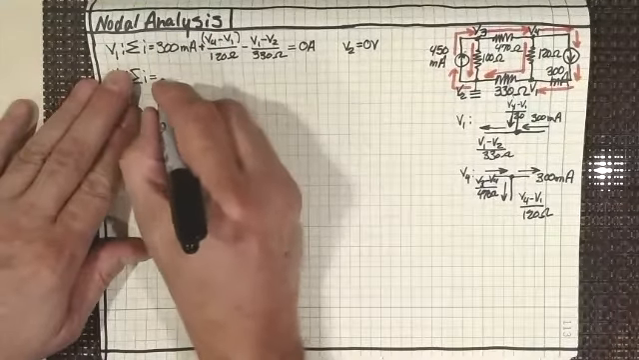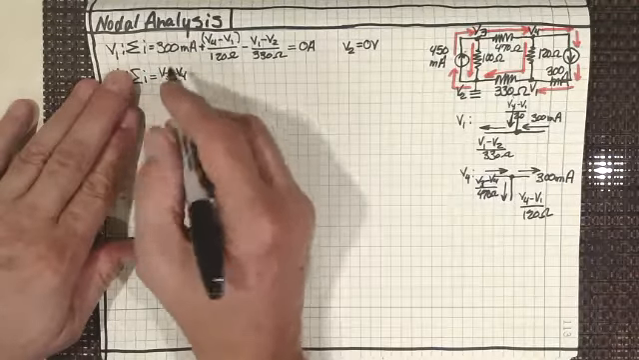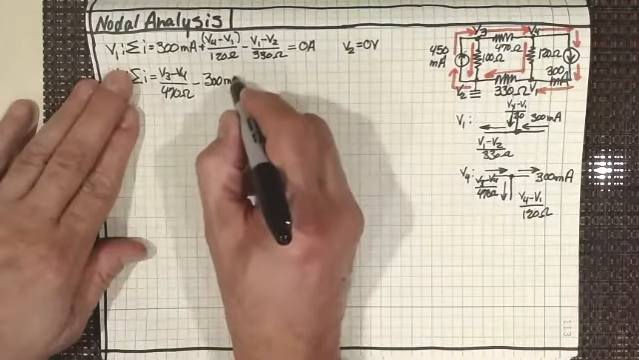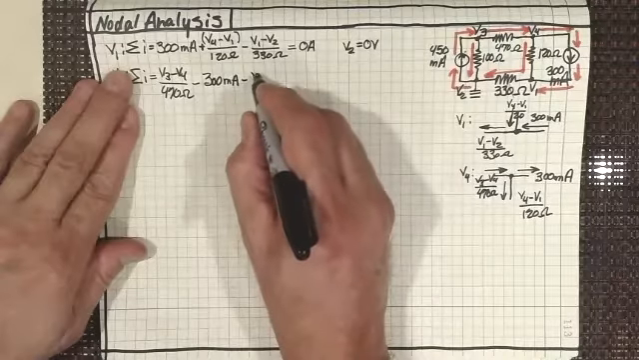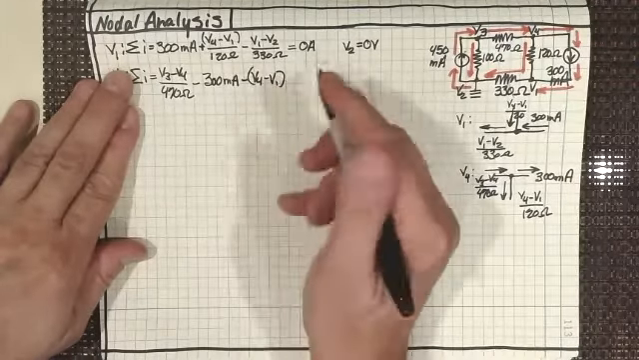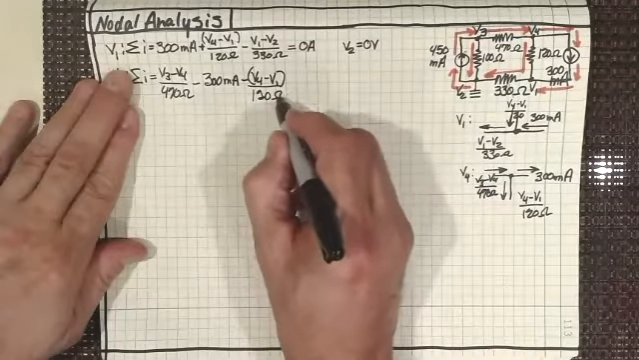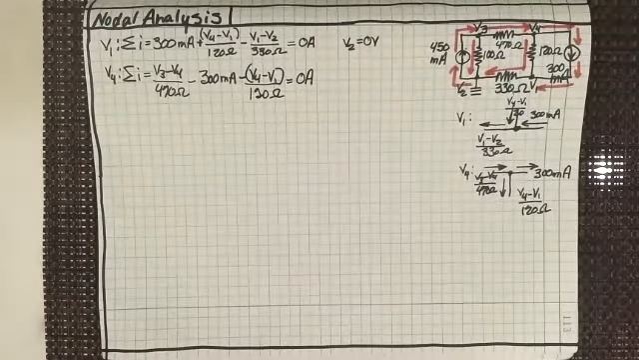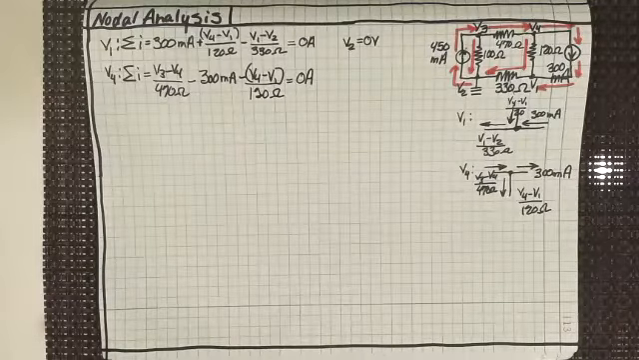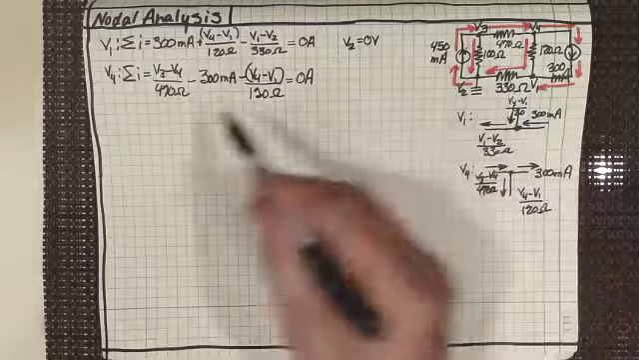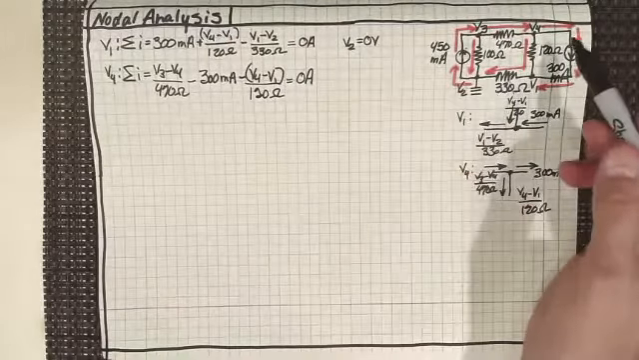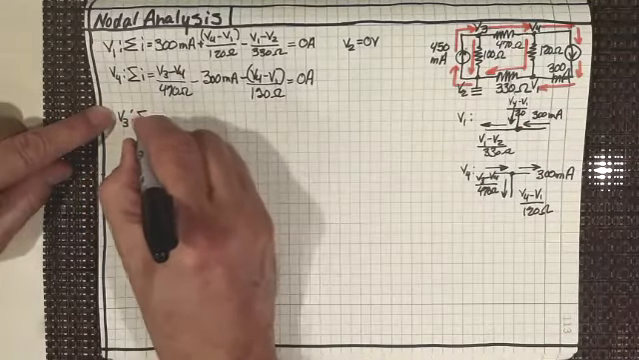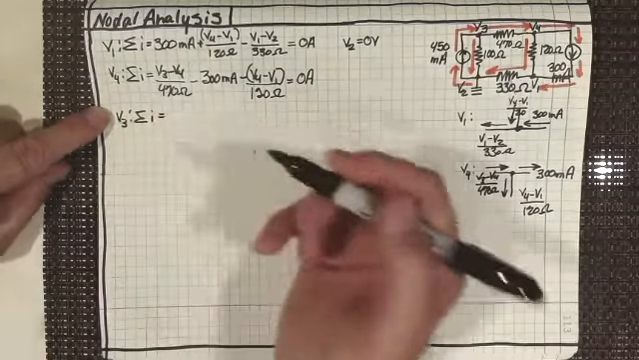So I've got here V3 minus V4 divided by 470 ohms, minus 300 milliamps, minus (V4 minus V1), let's put that in parentheses, divided by 120 ohms. And we know that has to equal 0 amps, right? Okay, so that's two of them. That's V1 and that's V4. We know what V2 is. So the only one that we really need now is V3, which is this one up here. So V3, let's look at the summation of currents for V3 equal to 0.